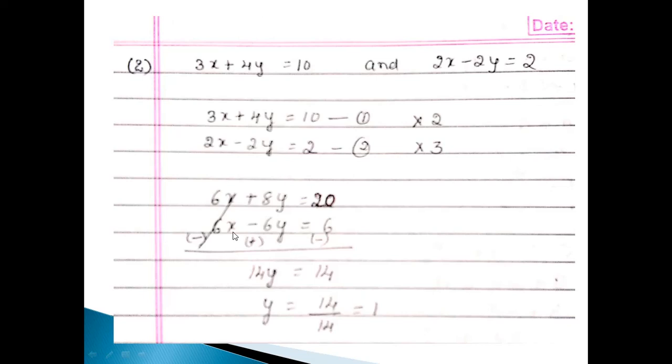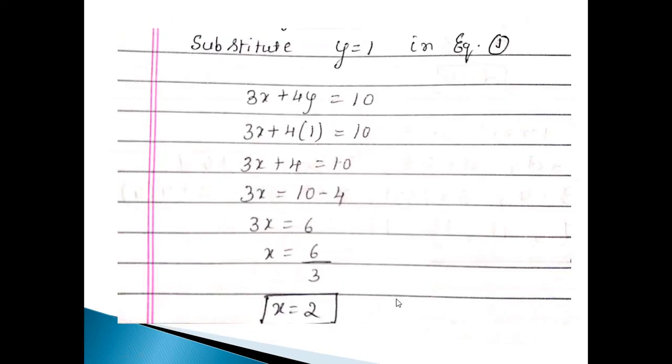Okay, we will do that kind of problem when it comes. So cancel the first terms, and then 8 plus 6, 14y is equal to 20 minus 6, which is 14. y is equal to 14 by 14, which is equal to 1. Substitute this y value in equation 1 or equation 2. Let us substitute in either one. 4 of 1 is 4. 3x is equal to 10 minus 4, which is equal to 6. x is equal to 6 by 3, which is equal to 2.